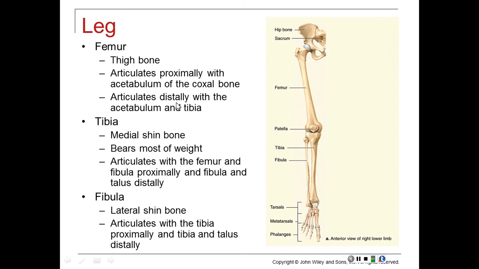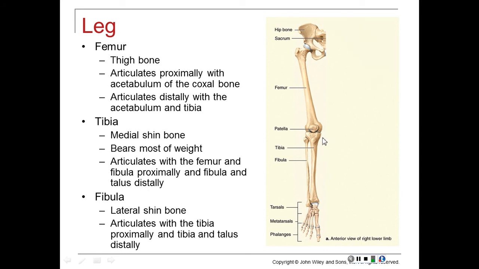It should not say acetabulum there. I'm just now proofreading this. This is the PowerPoint that came with the textbook, and that's a typo. It does not articulate with an acetabulum distally. The tibia is your medial shin bone. This is where most of your weight is bearing. If you just look at this leg and how it sits here, the femur sits directly on top of that tibia. The fibula is off to the side, providing lateral support.